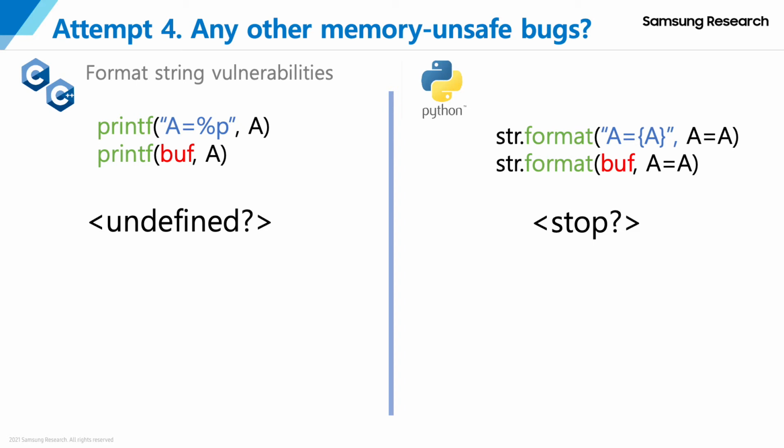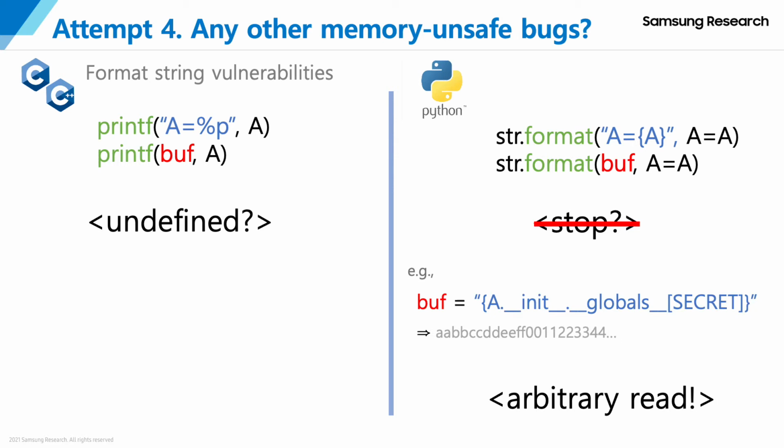What about Python? It has a much more modern template-based formatting scheme, like string format. It has pretty similar format specifier rules to C, but we can perform formatting in a more structural manner. So what if we provide an attacker-controlled format specifier to the format function? Similar to temporal and spatial violations, you might expect that it would stop the execution from exploitation. In fact, by providing a payload like the one shown in the slide, an attacker can launch an arbitrary read against the program even in Python.